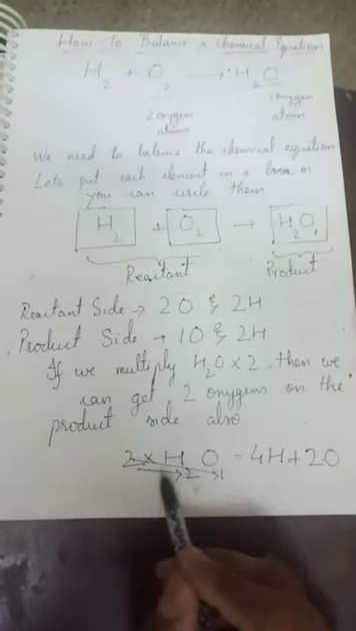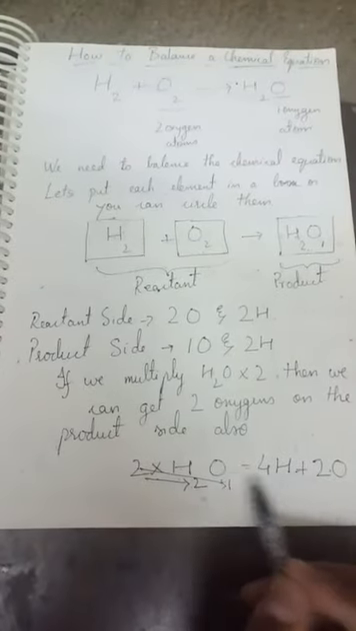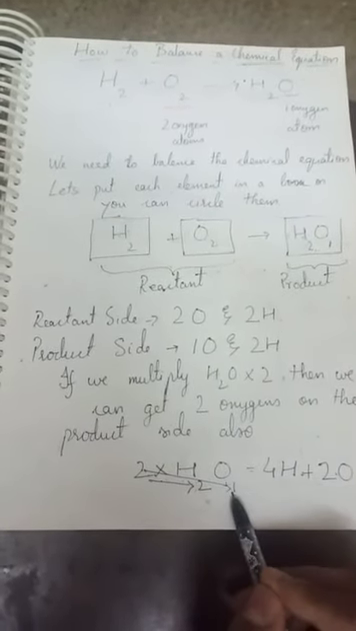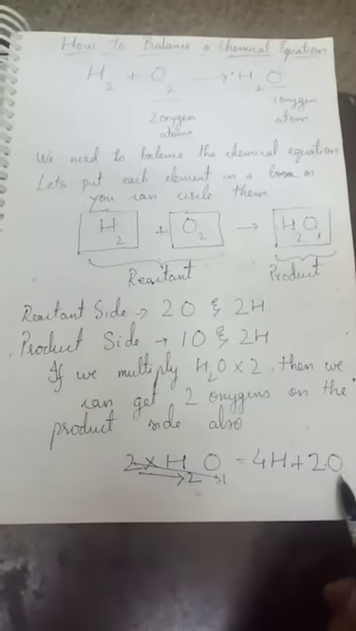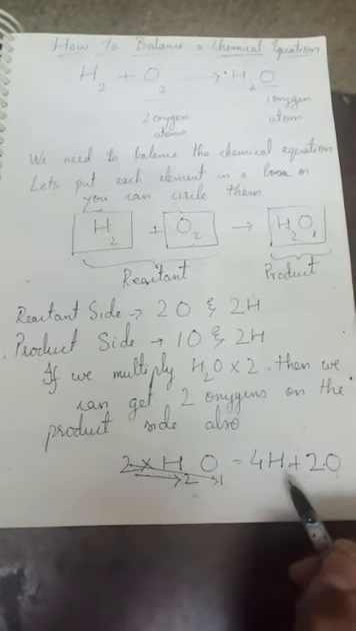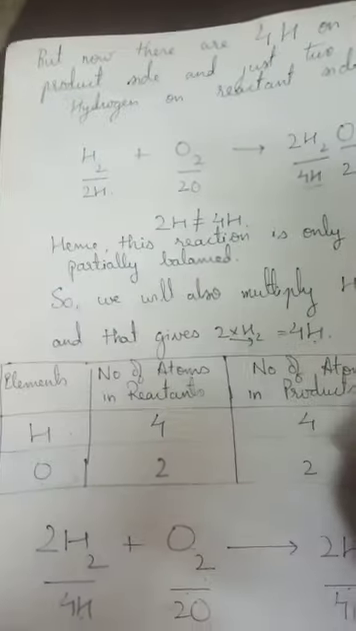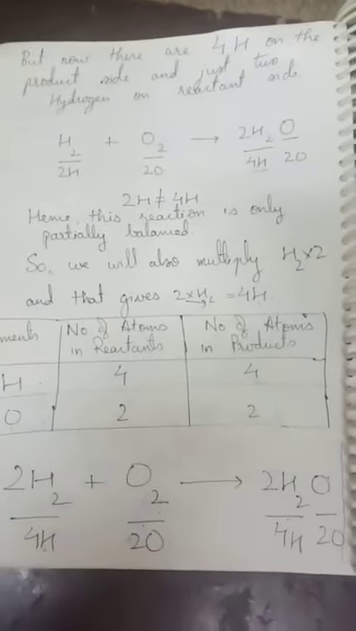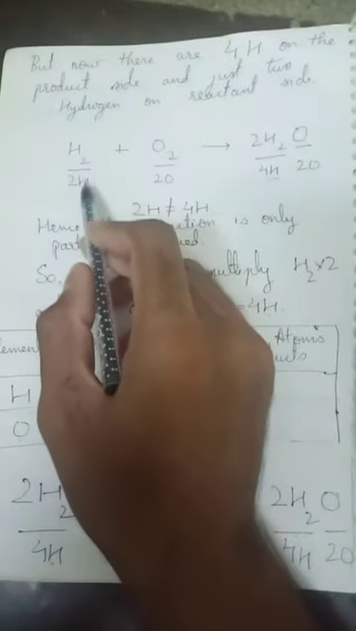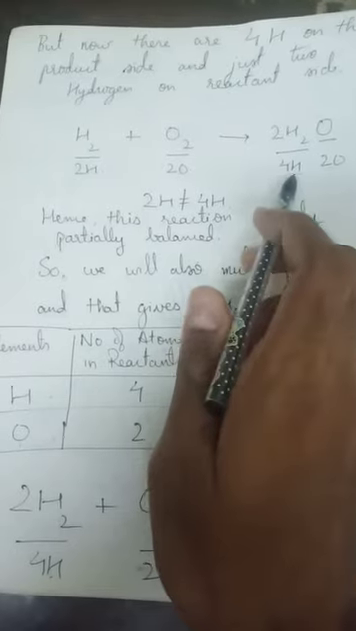So here 2 into H2O, you will get 2 into H2 is 4 hydrogens, and 2 into 1 oxygen is 2 oxygens. So if we multiply the product by 2, we'll get 4 hydrogens and 2 oxygens. But now there are 4 hydrogens on the product side and just 2 hydrogens on the reactant side. So 2 hydrogens on the reactant side and 4 hydrogens on the product side.